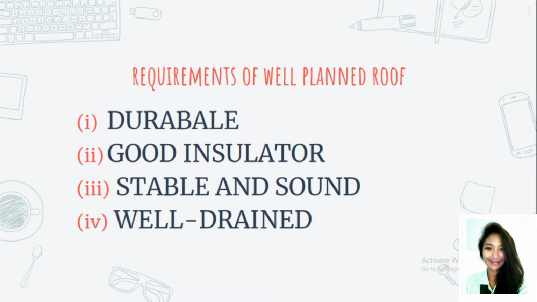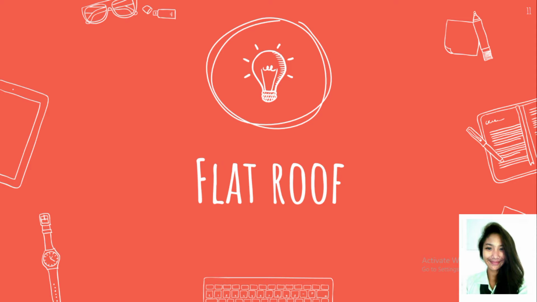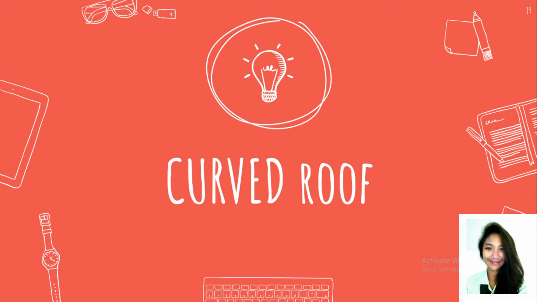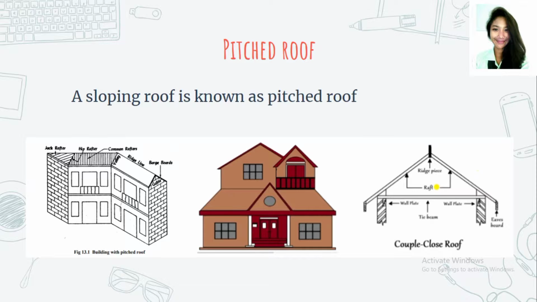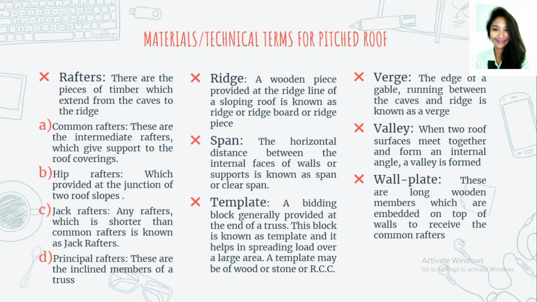So generally, there are three roofing methods of construction: the pitched roof, the flat roof, and the curved roof. So pitched roof is also known as sloping roof and it usually comes with different technical terms which are the following. I won't read it anymore so you can just pause the video and take time to read it.